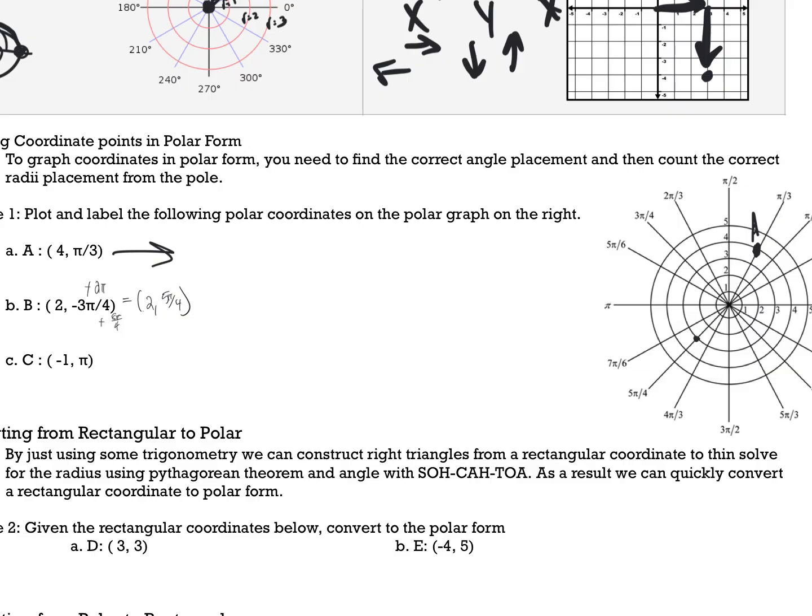I lost my place. There it is. Now, you didn't need to do that. If we think about 2 being my second radius ring. Oh, I graphed it in the wrong spot. My bad.